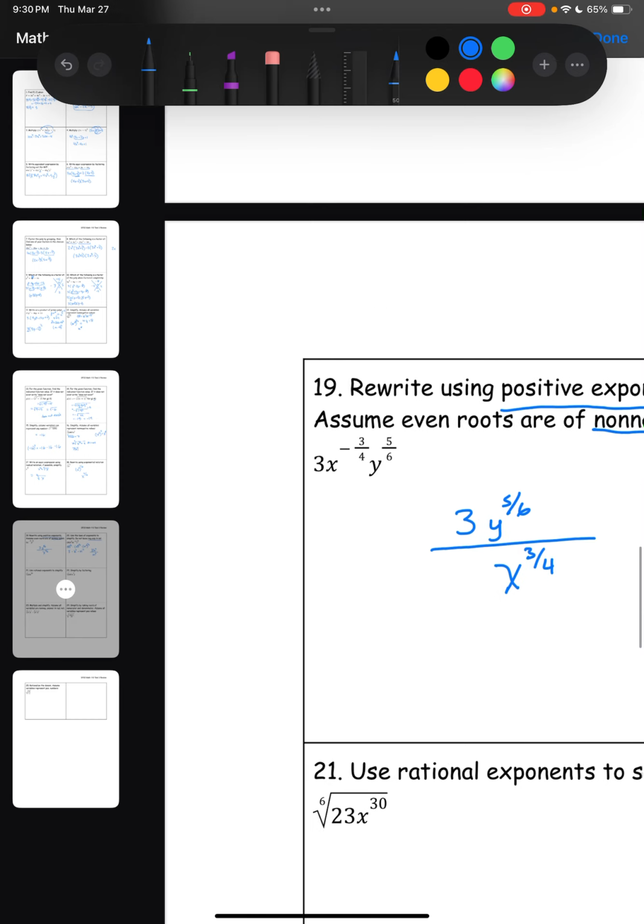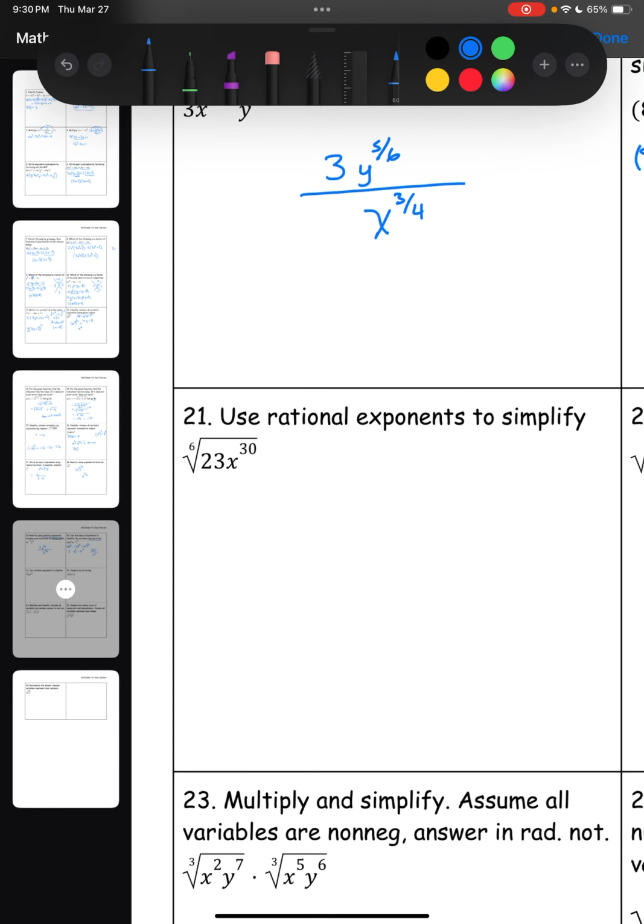Alright, so now for number 21. Number 21 is use rational exponents to simplify. From here, basically, we're just going to figure out what we can take out. Well, that 23, we know 23 is a prime number, there's no factors in it. So 23 is just going to stay under there. Then, let's worry about the x to the 30th. Again, we're trying to figure out how many groups of 6 x's are in this x to the 30th, right? So basically, we're just doing 30 divided by 6, which is 5. So x to the 5th.